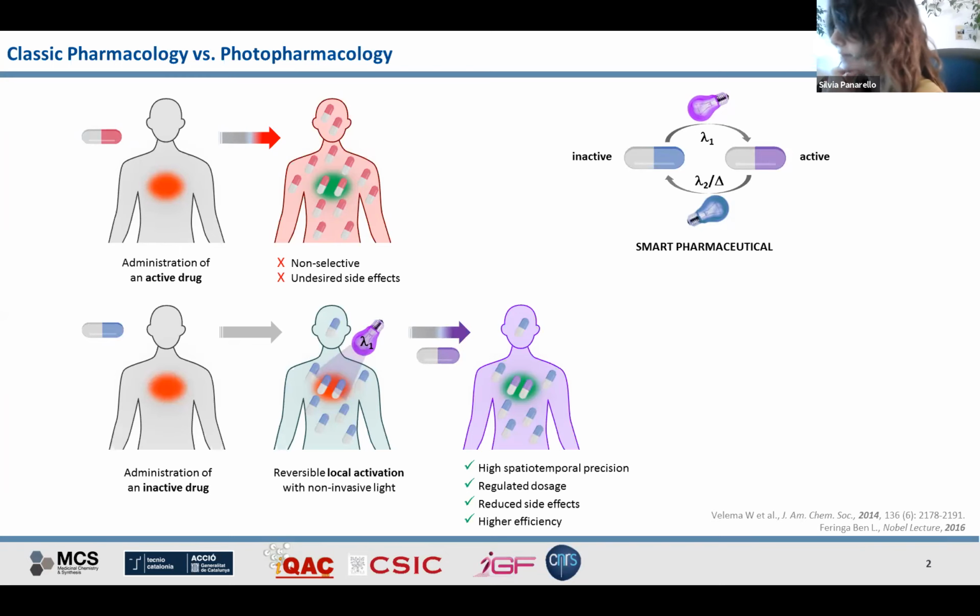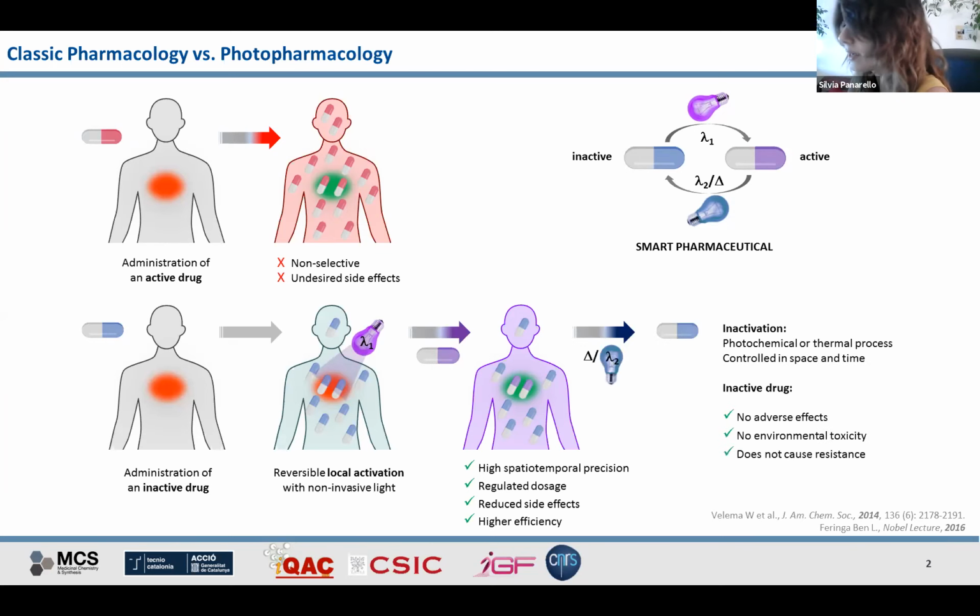Light can be delivered with very high spatiotemporal precision. For that, we can reduce the dosage of the drug, with very limited effects on the rest of the patient's body, and higher efficiency. Moreover, with a final inactivation step of the same compounds, that can be photochemical again or thermal, we could limit the problem of environmental toxicity and antibiotic resistance.